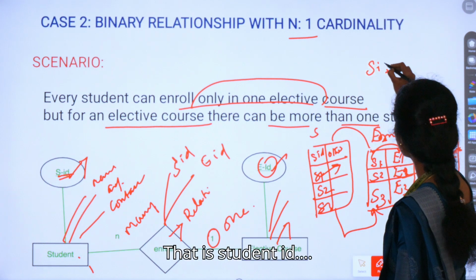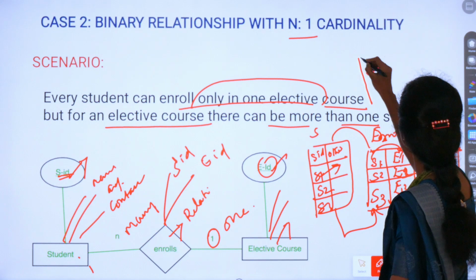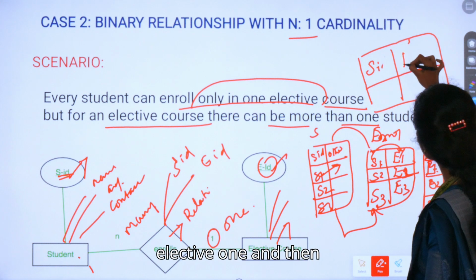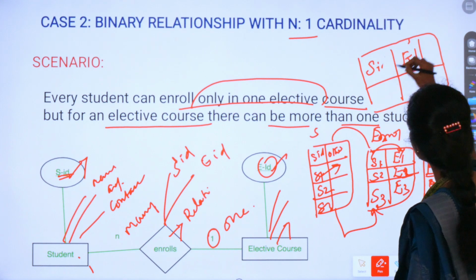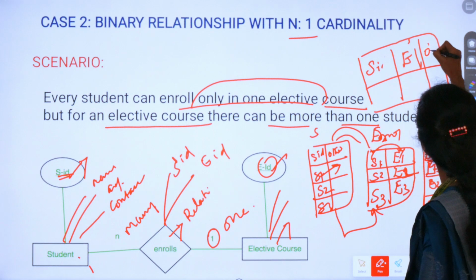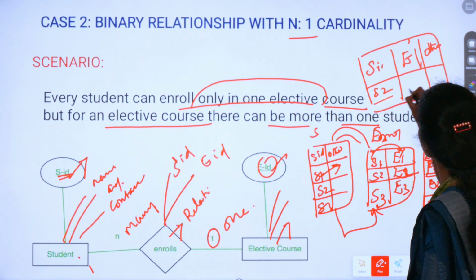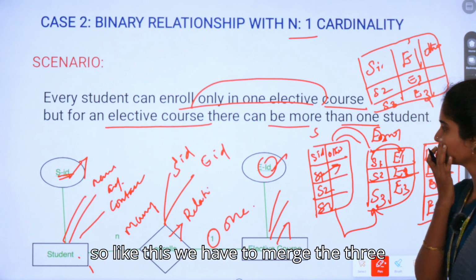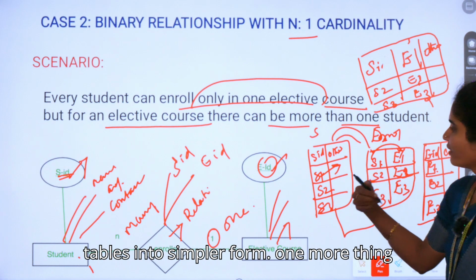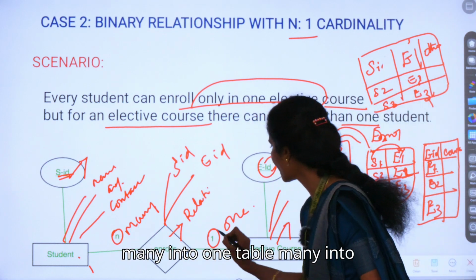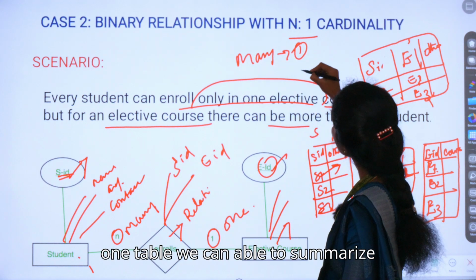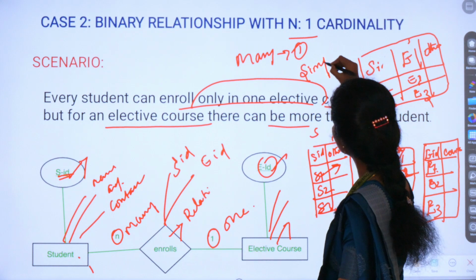That is student ID, then next elective 1, and then the other attributes which are present here. So S2. Likewise, we have to merge the three tables into a simpler form. One more thing, many-to-one tables we can summarize into a simple form.